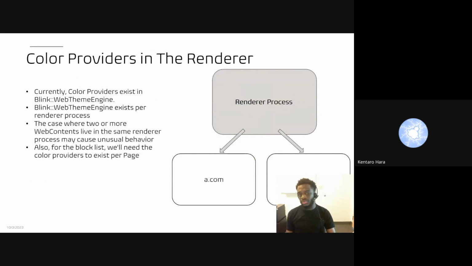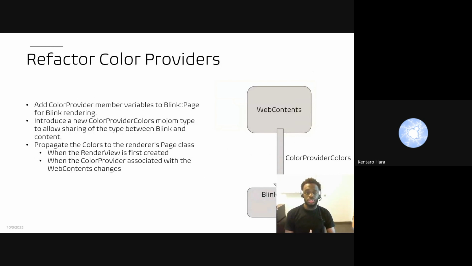This was all well and good until we discovered that in the renderer, color providers are stored in the Blink web theme engine, and this reflects the global theme. This is fine for most cases, but in the case where a single renderer can hold multiple web contents, we experience undesired outcomes. Furthermore, to support the block list feature we would need providers to exist per page. This saw us do a huge refactor for color providers to exist in Blink page.